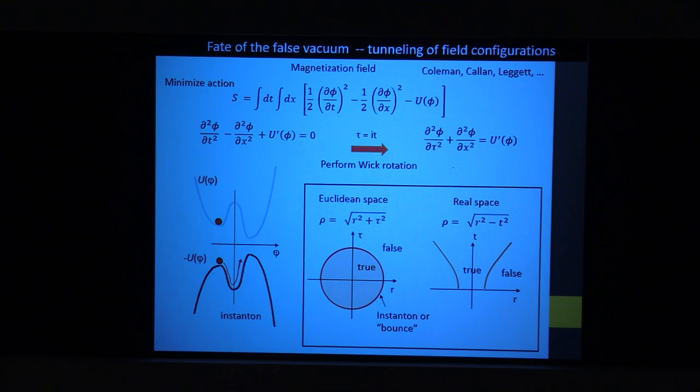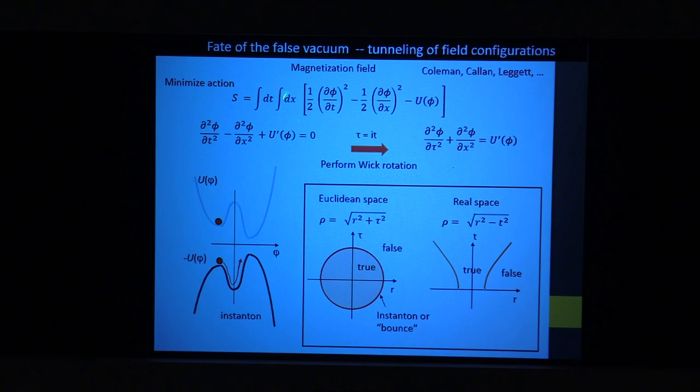So many of you are doubtlessly aware of this classic paper by Coleman and then Callan and Coleman, taken up by Leggett and Caldeira. Now we're not talking about quantum tunneling of a single degree of freedom, right? That would be quantum mechanics. We're talking about field tunneling, or field configurations. So you need to bring all the quantum field theory apparatus to bear to summarize the result.